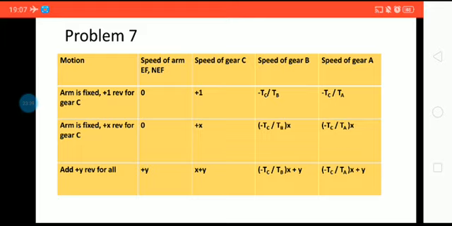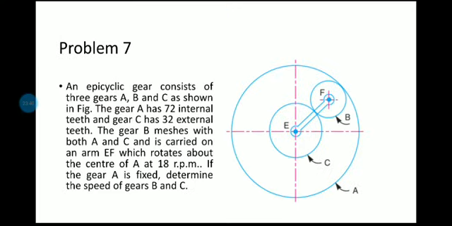So fill all the boxes. Then go to the analysis part. The question: determine speed of gears B and C. So the arm rotates at 18 rpm and gear A is fixed. So you write N of arm is 18. Direction is not given, so you can assume some direction, or you can simply write 18. That's all. Then gear A is fixed, that is NA equal to 0.